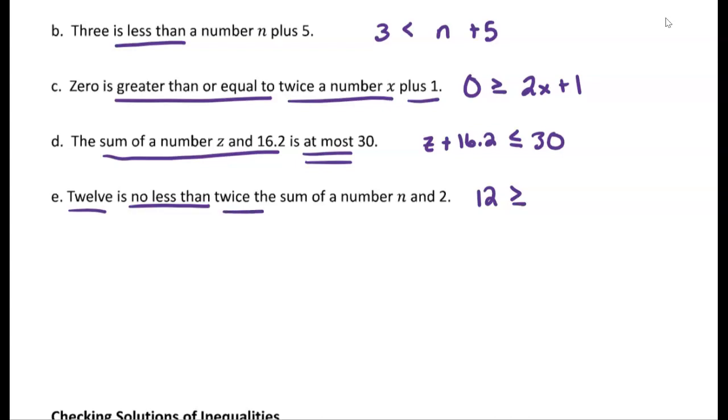Twice, now look at the wording here, the sum of a number and 2. So first you have to do this, the sum of a number and 2, and then take twice of that. So put it in parentheses and times 2. It's how they worded that that tells you it goes in parentheses. Had they said the sum of twice a number and 2, you would have just done 2n plus 2. But because they said twice the sum of the number, that tells you twice the parentheses that's adding.